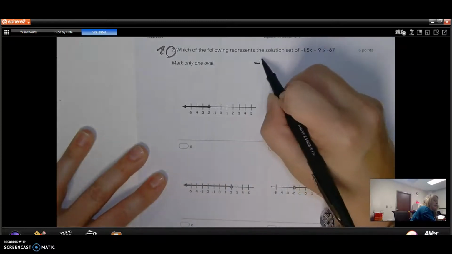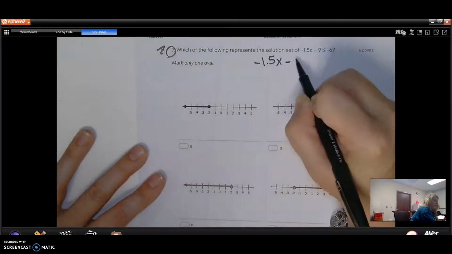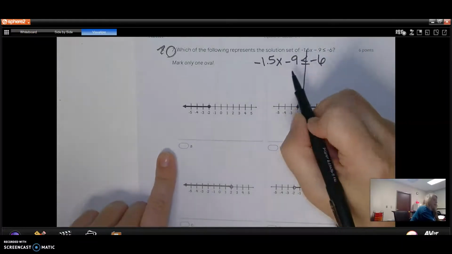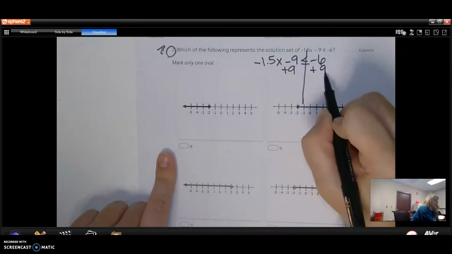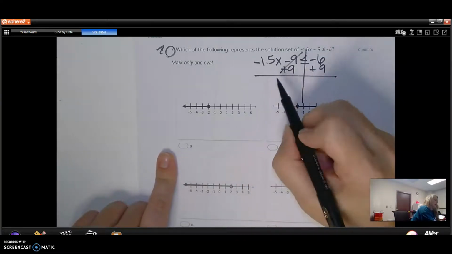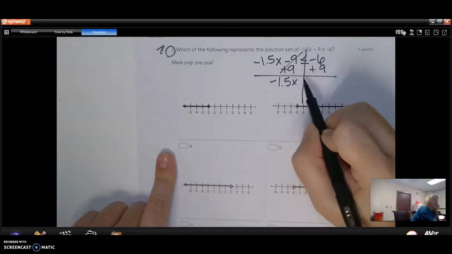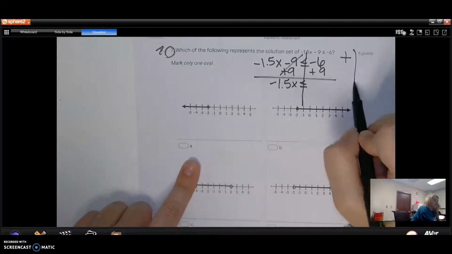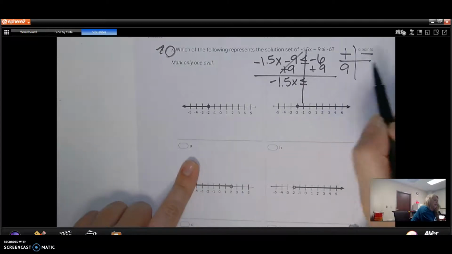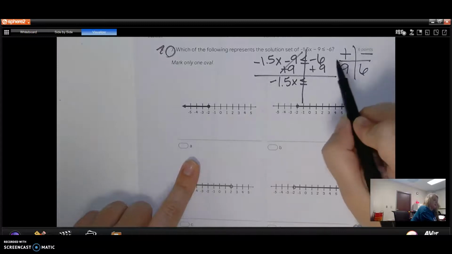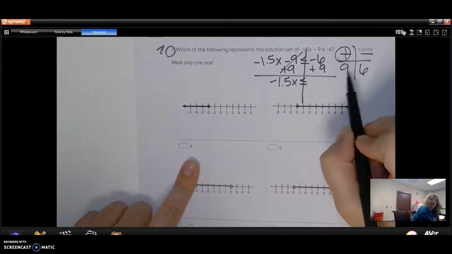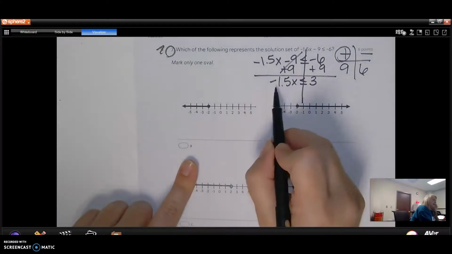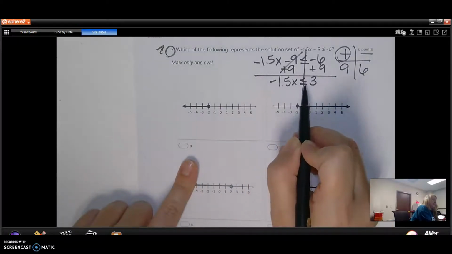So I'm going to solve right here. My constant is 9, so I'm going to add 9 to both sides. That gives me negative 1.5x is less than or equal to negative 6 and positive 9. So if I do my scoreboard over here, my positives would have 9, my negatives would have 6. My positives would win by how many? 9 minus 6 is 3. Okay, so now I have negative 1.5x is less than or equal to 3.